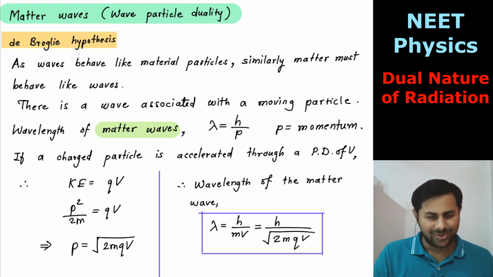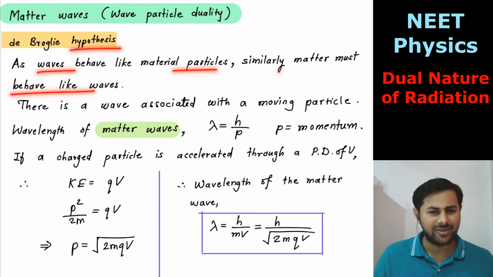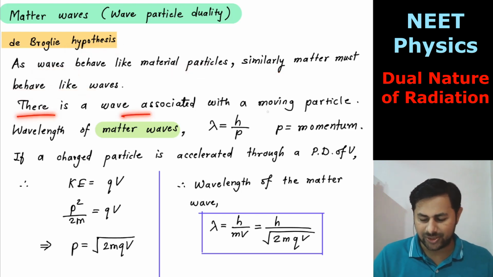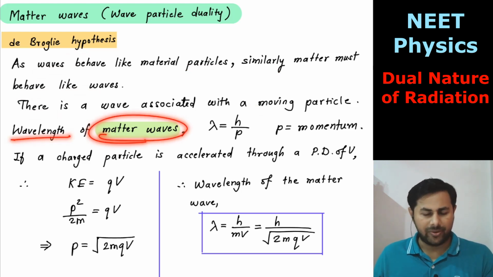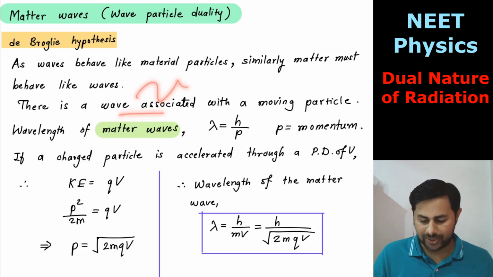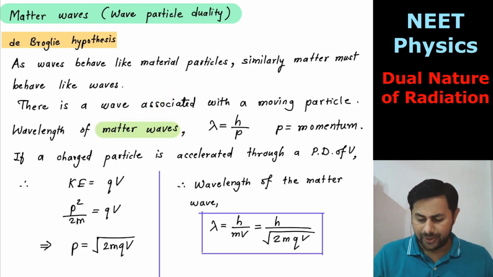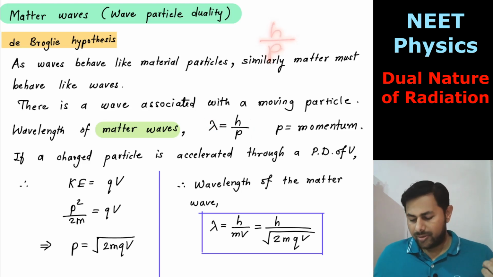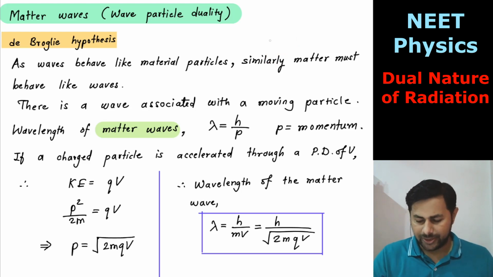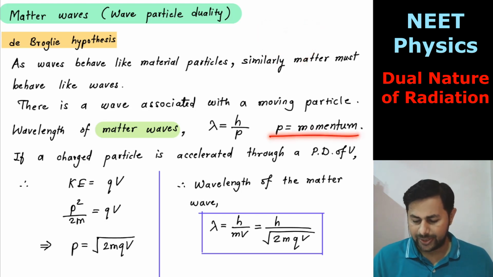So he gave us the hypothesis that just as waves behave like material particles, similarly matter must behave like waves. There is a wave associated with a moving particle, known as the matter wave, and its wavelength is given by h by p. Here h is Planck's constant and p is the momentum. So lambda, the wavelength of matter waves, is given by h by p.